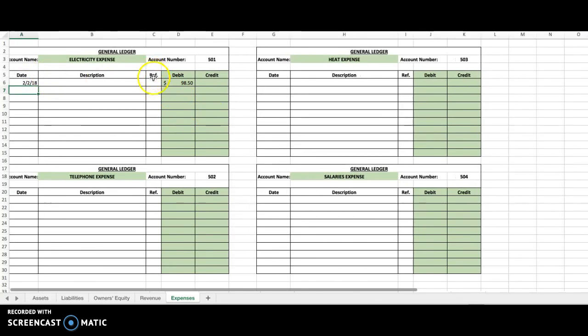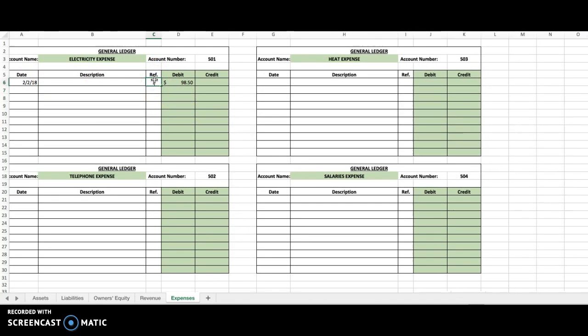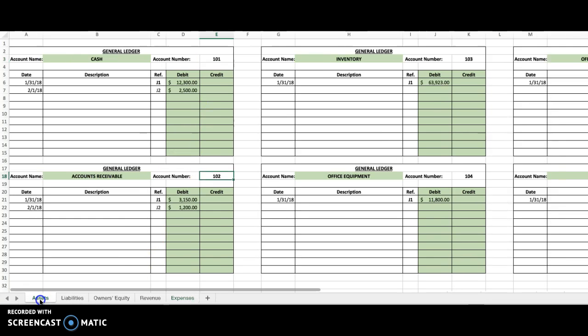And the reference column, again, is J2. This all comes from journal page 2. The account here is 501, and back in the journal I would put in the reference column 501 on the same line as electricity expense. And we're spending cash, so we go back to the asset part of the ledger, find cash, and enter that posting.